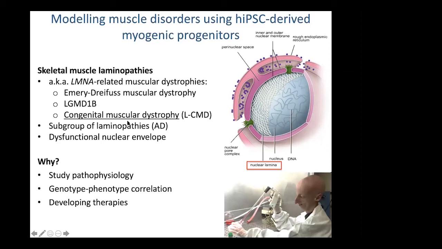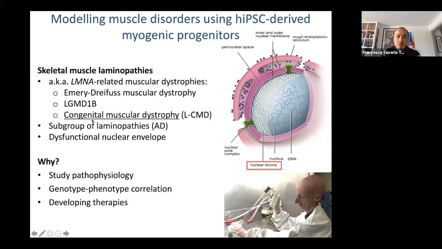And when mutated, it causes, apart from this group of muscular dystrophies that I mentioned, a number of other diseases called laminopathies. Laminopathies because essentially, as I said, this protein lives in the nuclear lamina. And at the end of the day, it gives you a dysfunctional nuclear envelope. For example, progeria, the premature aging syndrome, it's a famous example of the diseases caused by mutation in lamin A/C.